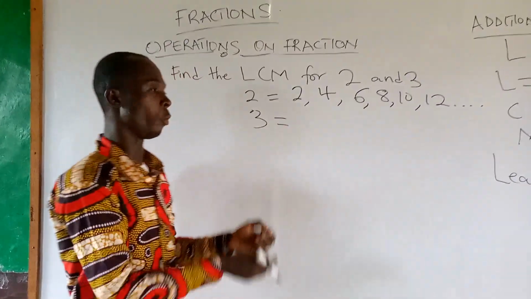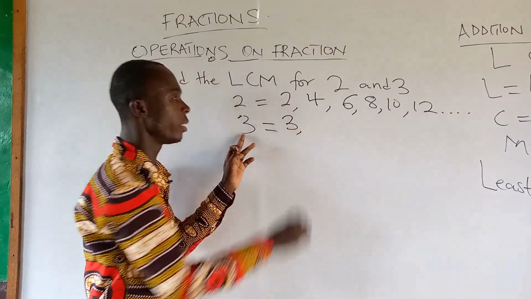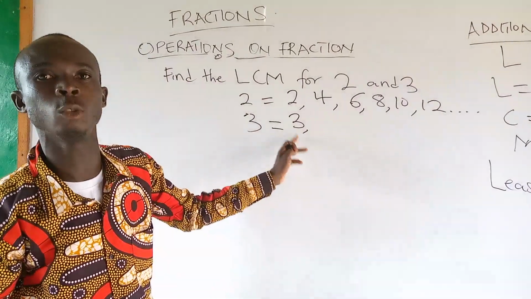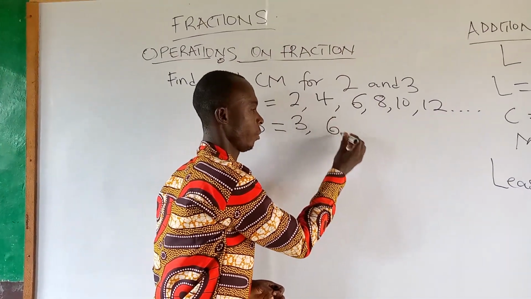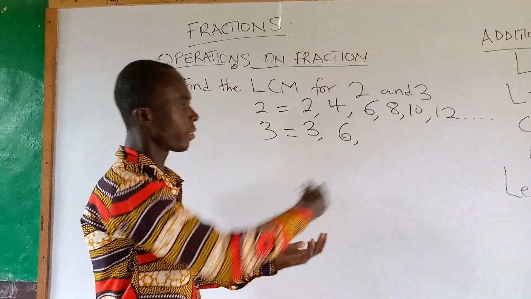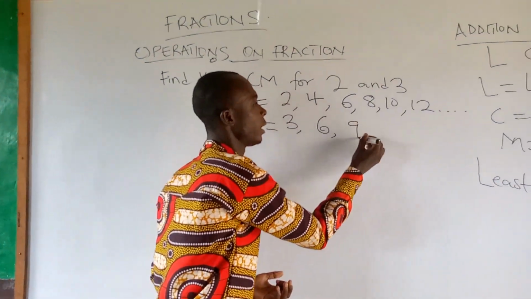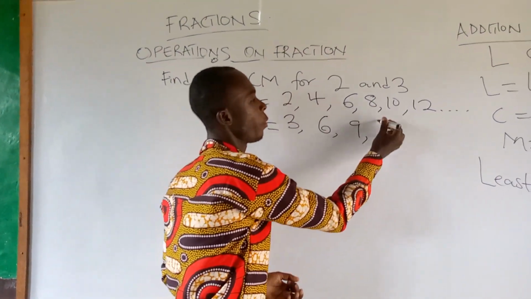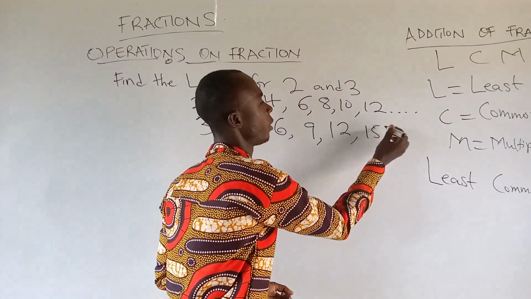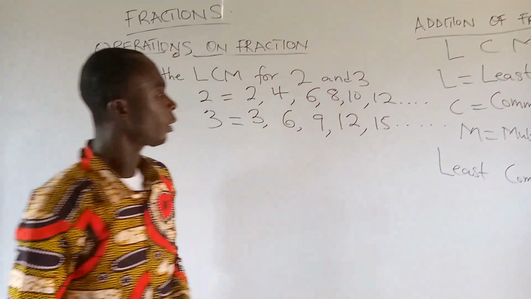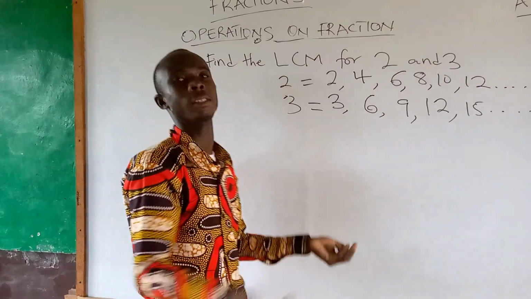Multiples of 3 we will start from this number, which is 3. This means this one too, we will add 3 to this one. 3 plus 3 is 6. We add the same numbers to it. So 3 plus 6, we are getting 9. 3 plus 9, we are getting 12. 3 plus 12 is what? 15. Let us end here. We now know our multiples for these two numbers.